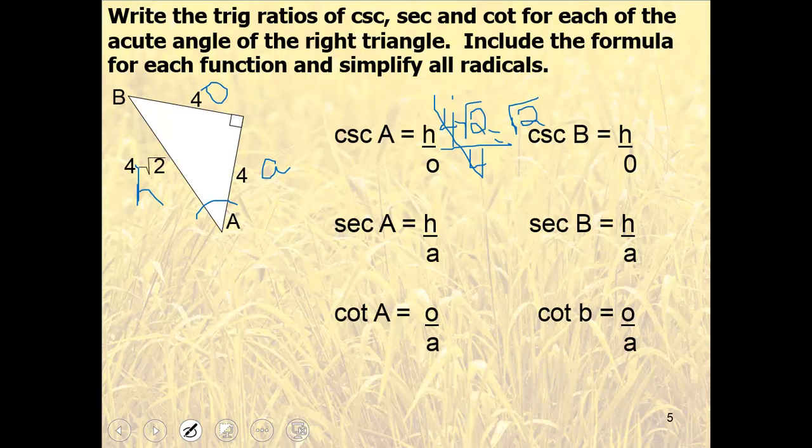The secant of A is hypotenuse over adjacent. So again, I have 4 square roots of 2 over 4, and I cancel, and I get the same thing. Okay. And then my opposite over my adjacent is equal to 4 over 4, which simplifies to 1, just like that. Okay? Very good.